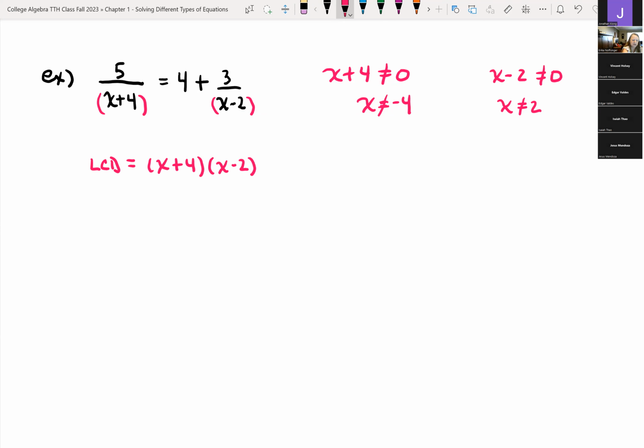So recall we took that LCD and we multiply both sides of our equation by that. So if I go up here and I multiply the right-hand side and the left-hand side of my equation by my LCD, x plus 4, x minus 2.